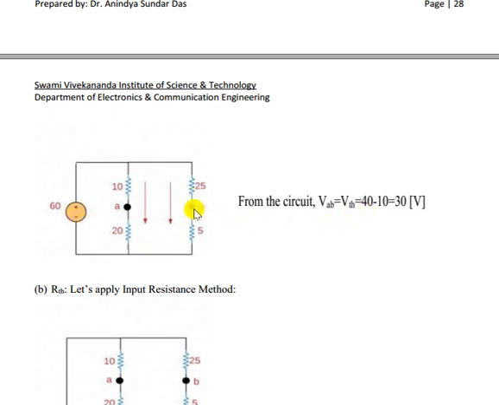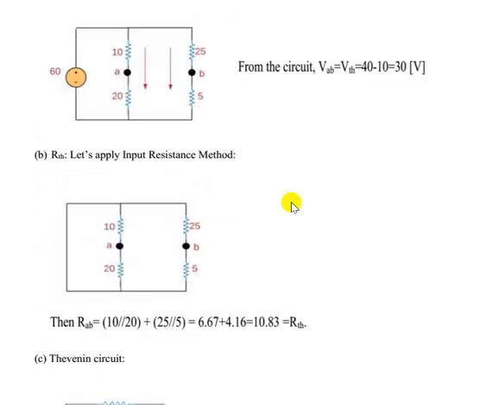And similarly for VB, VB will be equal to what? 60 into 5 divided by 30, that is 10. So you subtract that, the result is 30 volt. That is the VTH.